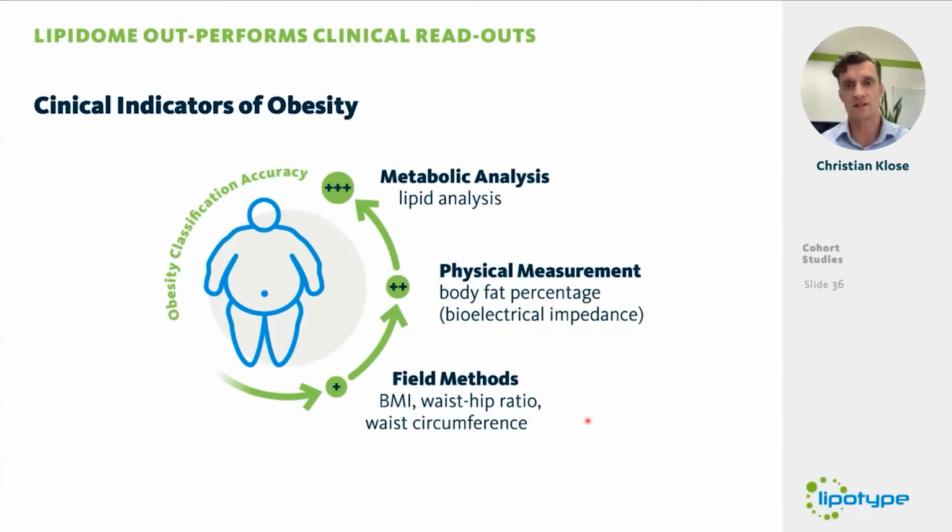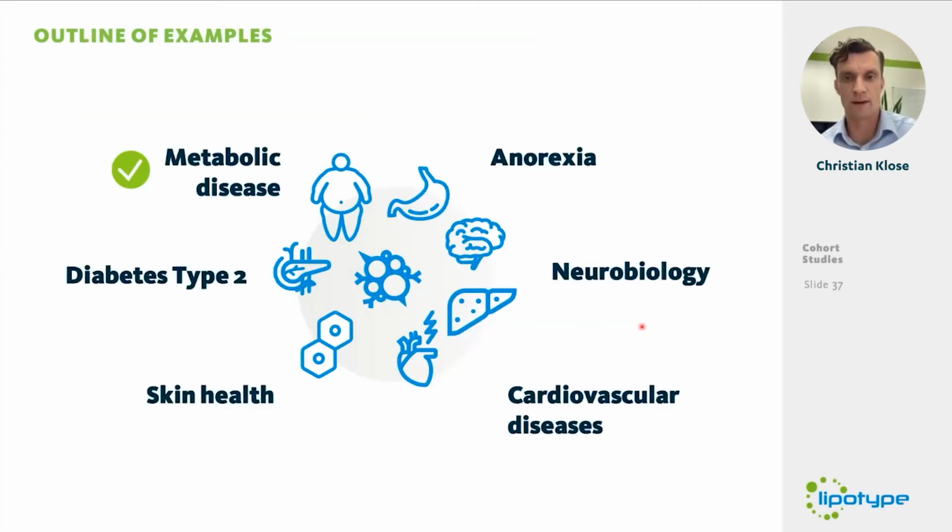So the take-home message for the obesity part is that lipidomics, the lipidome, really outperforms classical clinical readouts for describing the lipid and obesity state of a person. It's not only better than the usual field methods such as BMI or physical measurements such as body fat percentage, but it's also much better than the classical clinical chemistry, highlighting really the potential of lipidomics to aid in obesity risk assessment and monitoring prevention programs.